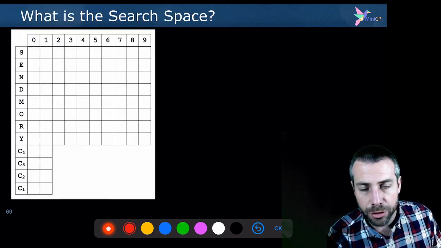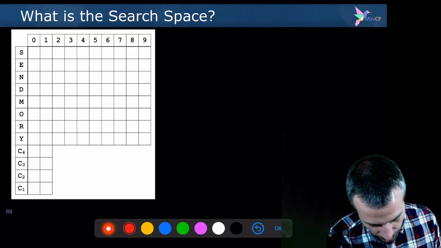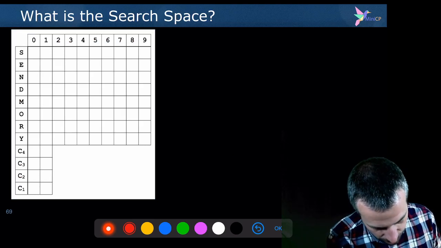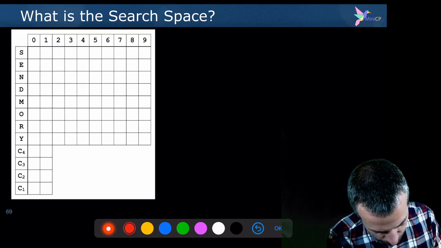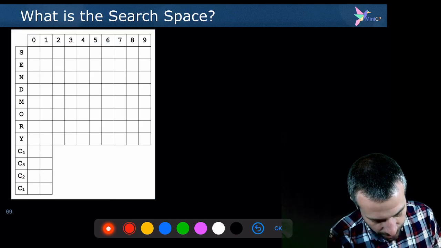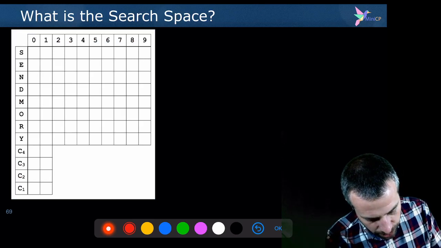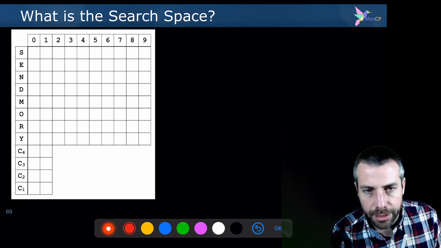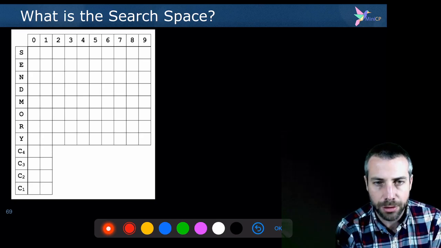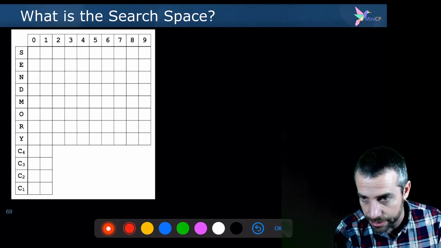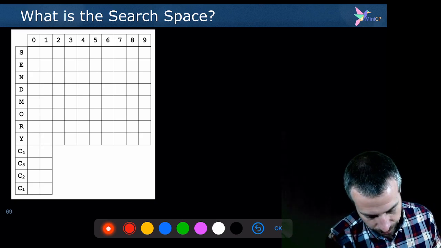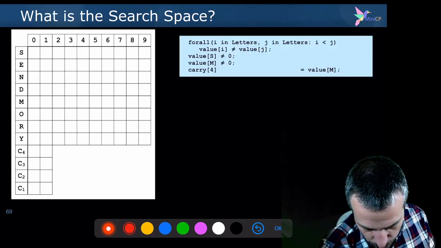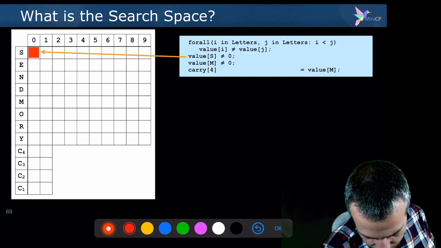Let's consider the search space initially. So initially, the carry variables can take the value 0 or 1, and this is represented here. And about the other variables, the variables for the send more money, they can take the values between 0 and 9. So initially, you may think, okay, I can deduce nothing. But this is not true.